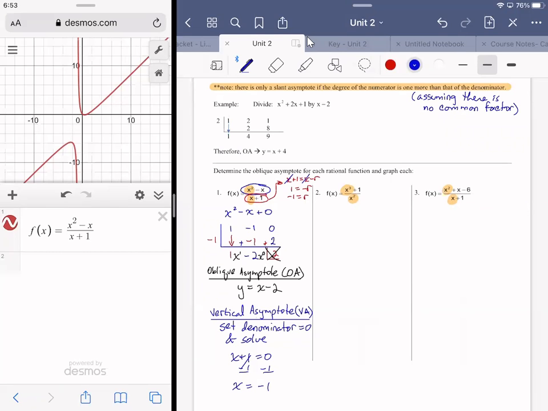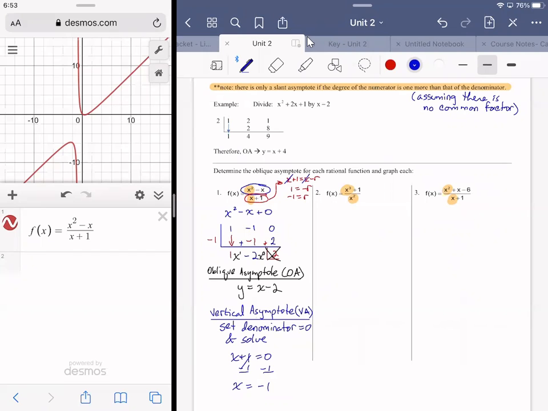Oblique asymptotes and horizontal asymptotes are conflicting, meaning if one exists, the other doesn't. So none of these examples will have horizontal asymptotes because they have oblique asymptotes. You can't have both an oblique and a horizontal asymptote. So if we're looking for an oblique, we only just look for the vertical asymptote and then we just move on.